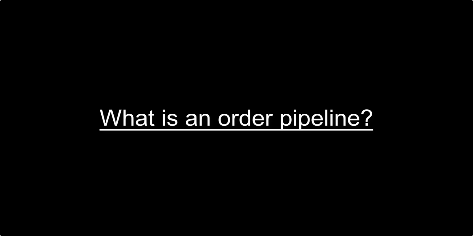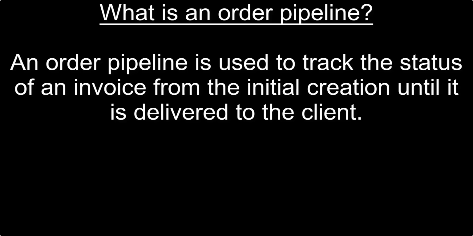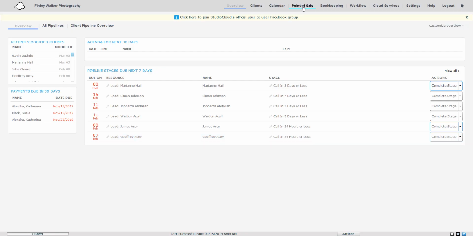First, what is an order pipeline? An order pipeline is used to track the status of an invoice from the initial creation until it is delivered to the client. Here are two examples of order pipelines.